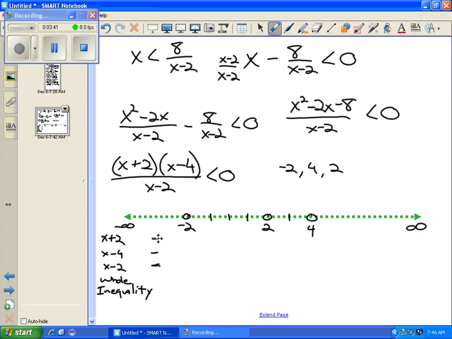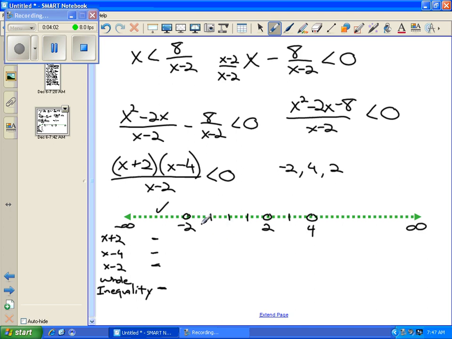Okay, so what you're going to be doing here is you'll have the top two here, you're going to be multiplying. So negative times a negative is a positive, but then you're dividing by a negative. So that's going to give you a negative for the whole inequality there. So that's what we want. We want that to be negative. We want it to be less than 0. So I'm going to put a little check mark above that interval because that interval satisfies our inequality.